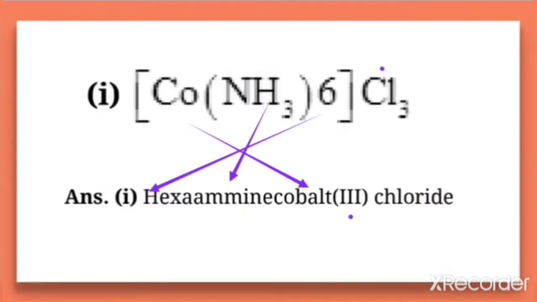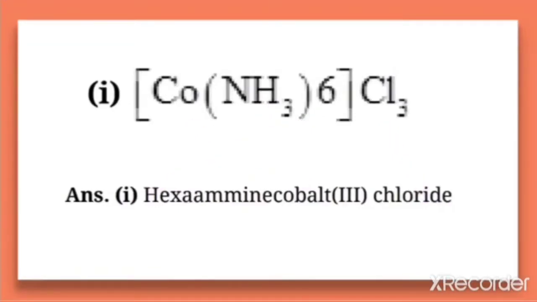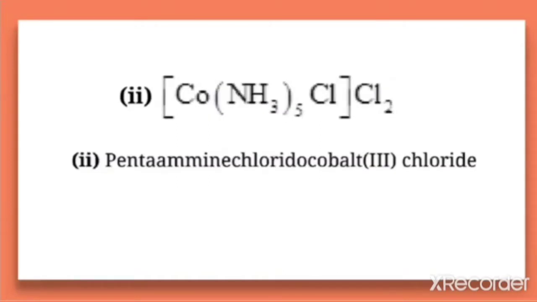Oxidation state is written in the bracket. And at the end we have to name the counter ion. So that is the name of this complex. Second one, in this also, which type of complex is it? It is a cationic complex because the counter ion is negative. So the complex is positive. If it is negative, this complex should be positive.